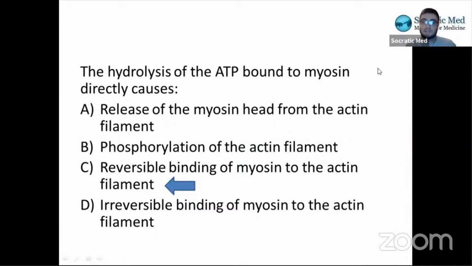Okay, is that clear? A and C are both roles of ATP in the cycle, but A is a result of binding of ATP, whereas C is a result of hydrolysis of ATP. Okay, any questions before I move on?